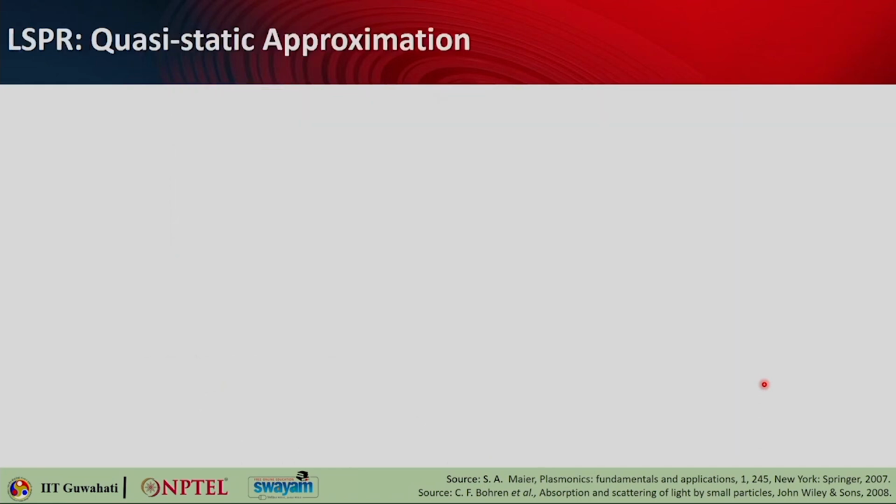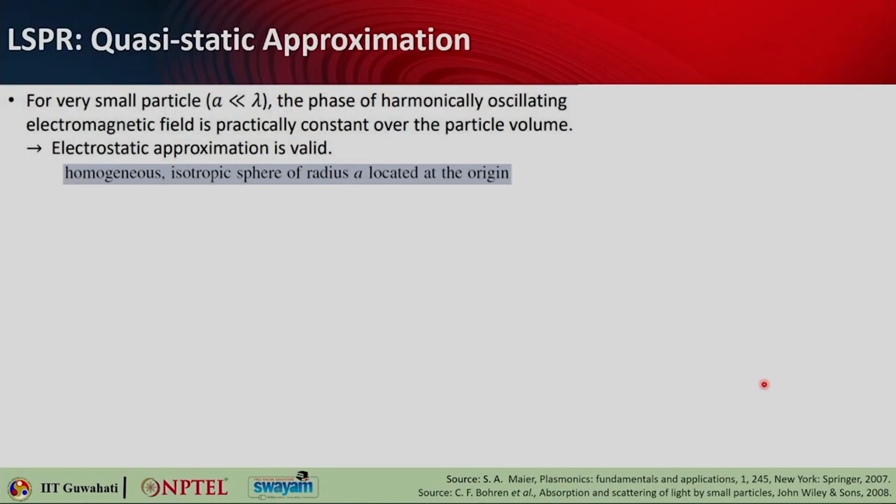So, let us look into a much more simplified approximation to Mie theory, that is basically the quasi-static approximation. Now, what is the quasi-static approximation? The name itself suggests it is quasi-static. For very small particles, when I say very small, the radius of the particle is much smaller than the wavelength. We can say that the phase of the harmonically oscillating electromagnetic field is practically constant over the particle volume, because the particle is very small. Okay. So, in that case, instead of electrodynamics, you are able to use electrostatics.